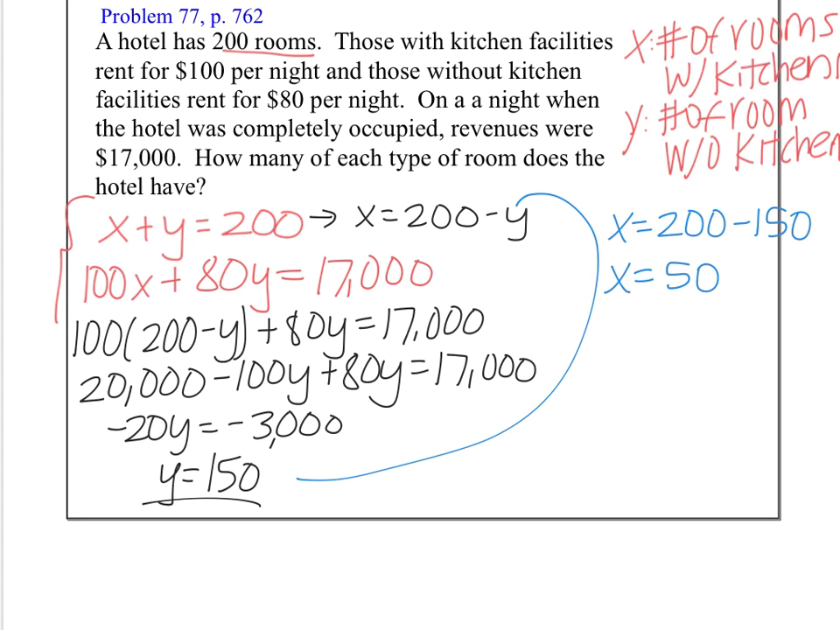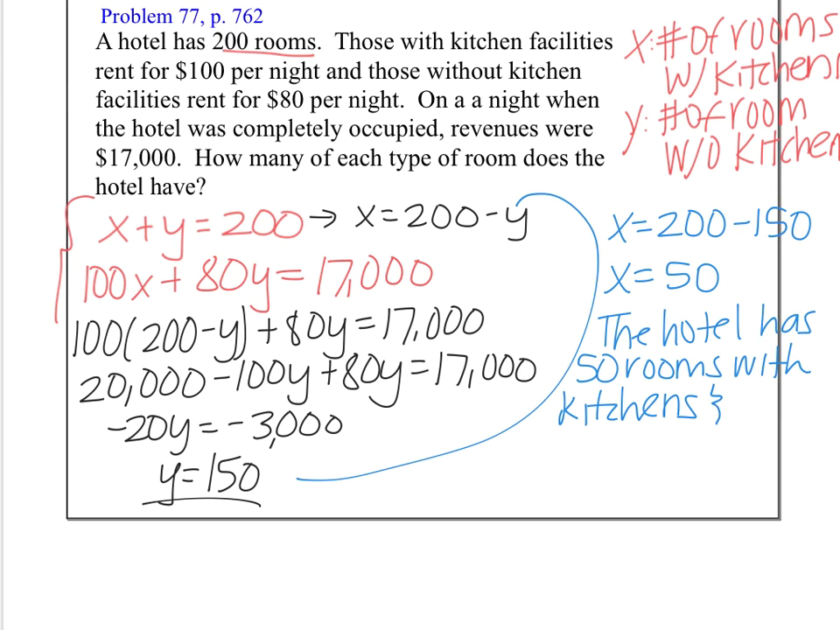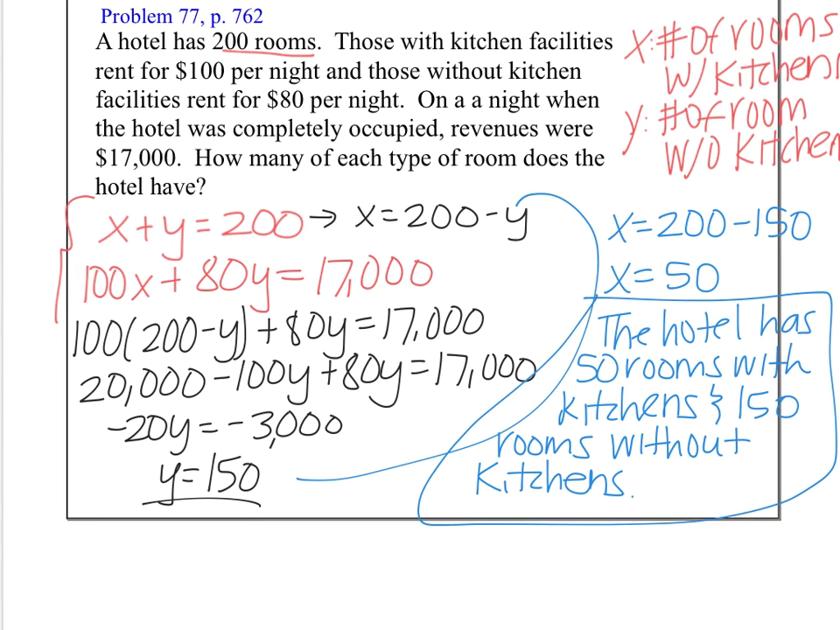So now we have to answer the question, how many of each type of room does the hotel have? So the hotel has 50 rooms with kitchens, right? Because that's what our x equals. And 150 rooms without kitchens. So that's what we want.